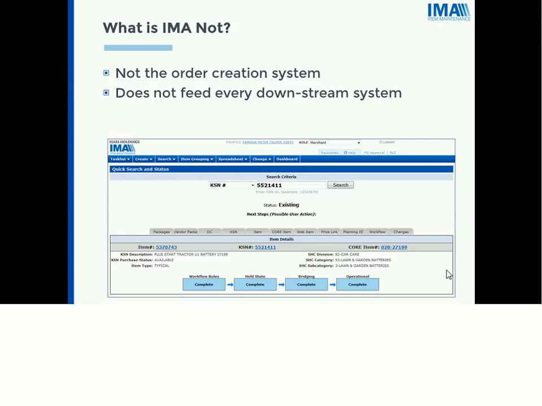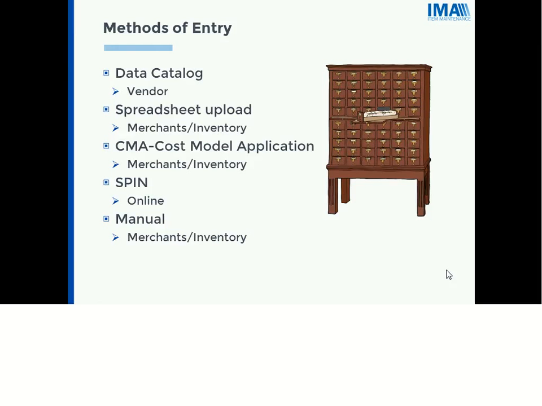What is IMA not? It is not the order creation system, and it does not feed all of our downstream systems. So we use the information within IMA, such as the KSN number or the core item number, to create orders in other systems, but we do not actually do the ordering in IMA. Also, it doesn't feed all of the other systems that we work with here at SHC. We have a lot of different systems that we do work with here, but it does not downstream feed every one of them.